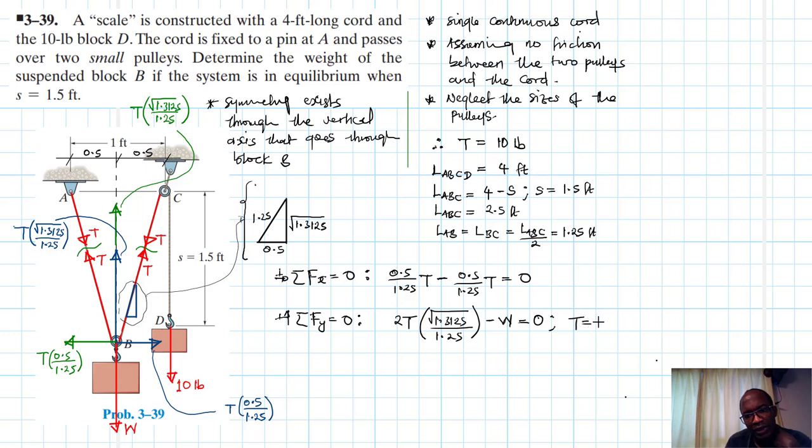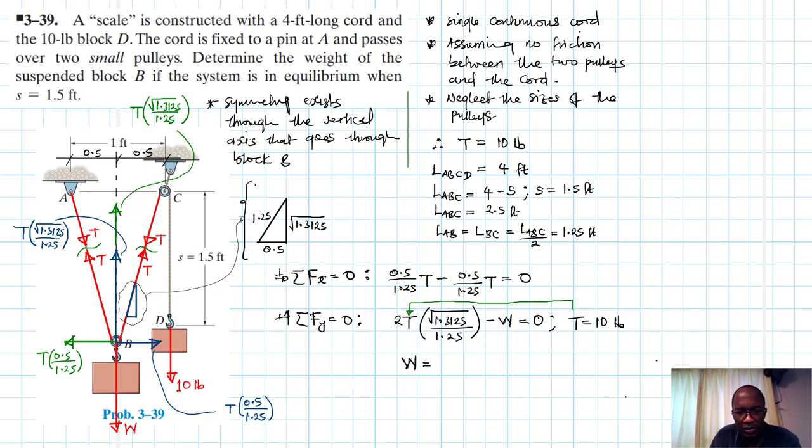And we know that T is equal to 10 pounds because we have a continuous cable that is going over the pulley that has no friction between the cable and the pulley, and therefore it is the same weight as block D. That will be the same throughout the whole continuous cord. So if that is the case, then we are able to find W because we can just replace this T here.